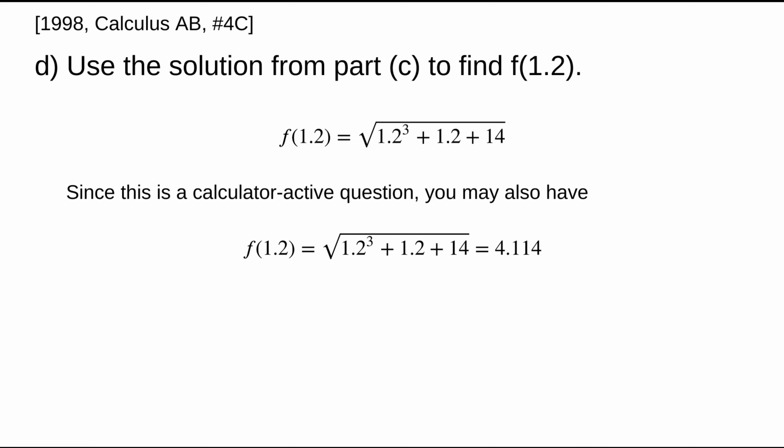Now, because it's a calculator active question, you should make sure that the reader knows what you've asked your calculator to do. So this expression up here should be in your answer regardless. But you shouldn't just write f of 1.2 equals 4.114. You risk not earning all the points that way because it's not clear what expression you evaluated or asked your calculator to evaluate in order to get that answer. So you should have the actual expression in your work somewhere just to make sure that you get all the points.